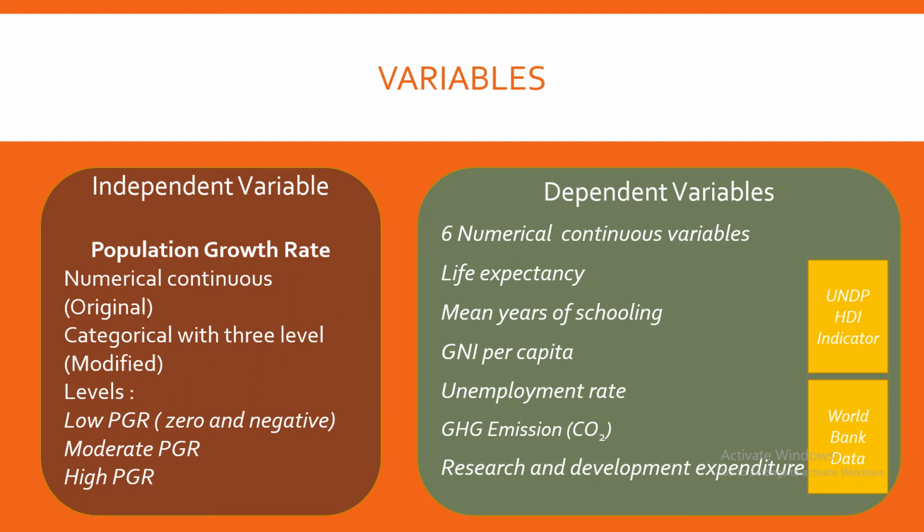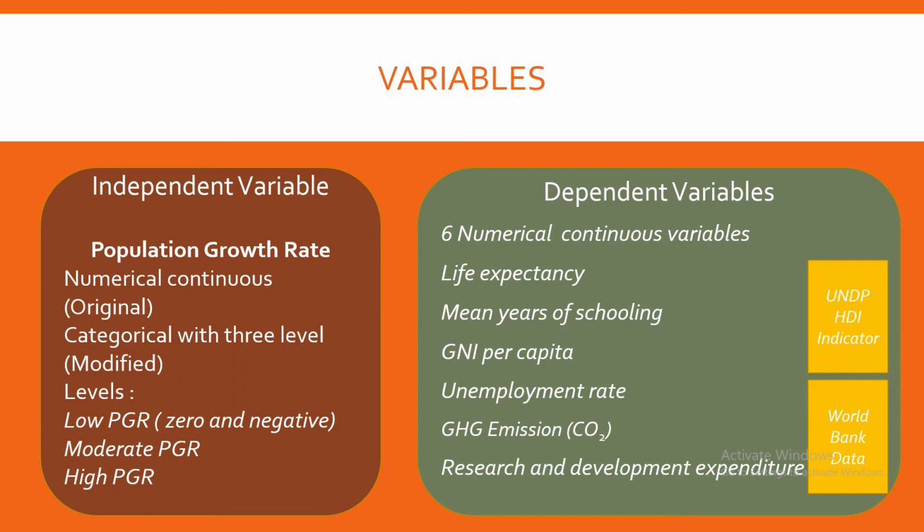After that, these are the variables. The independent variable is population growth rate, which is by nature a numerical continuous variable. But I have converted that into a categorical variable with 3 levels: low population growth, which also includes zero growth where there is no increment, or negative growth, as in a country like Japan, where population growth is negative. Similarly, another level is moderate population growth and another is high population growth. I will be examining the relation of these 3 levels of the independent variable with 6 dependent variables.